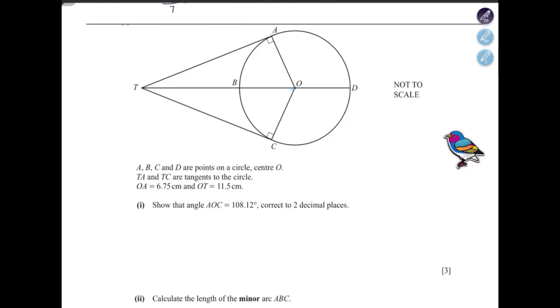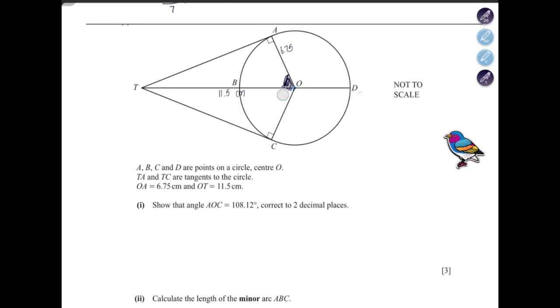Now, A, B, C, D are points on the circle center O. TA and TC are tangents to the circle. They told us OA is 6.75 and OT is 11.5. Show that angle AOC is 108.12. Okay, so we're supposed to find this big angle AOC. Now AOC is double of AOT, so we'll just find AOT and later multiply by 2.